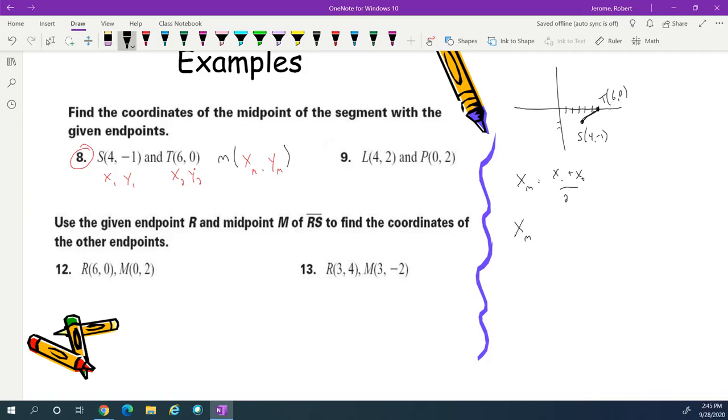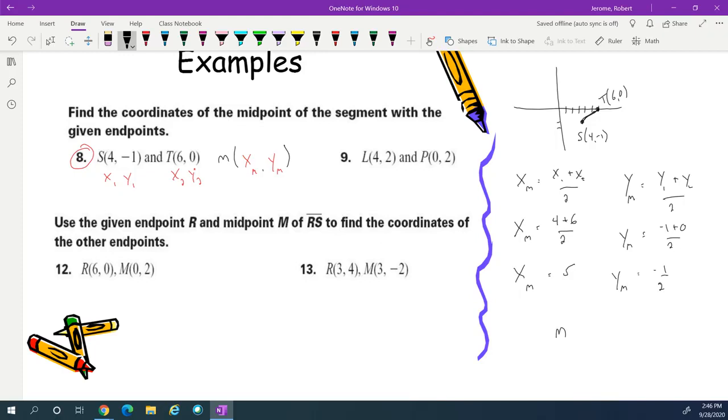So the x value for the middle equals 4 plus 6 over 2. The x value of the middle equals 5. Now I'm going to do the exact same thing, but for the y's. The y value of the middle is the y of one end plus the y of the second end over 2. So the y value of the middle, in this case, equals -1 plus 0 over 2. So ym equals -1/2.